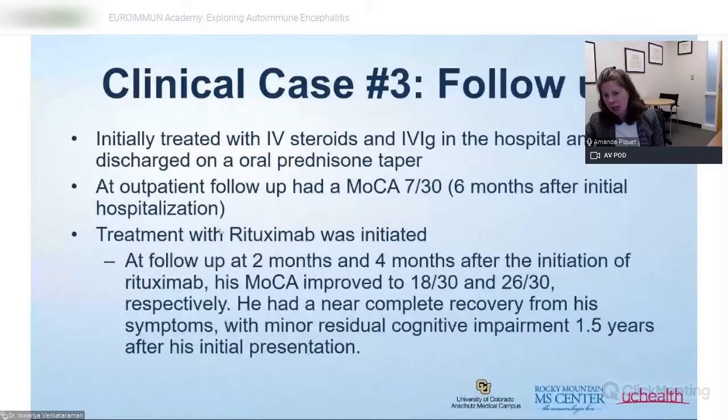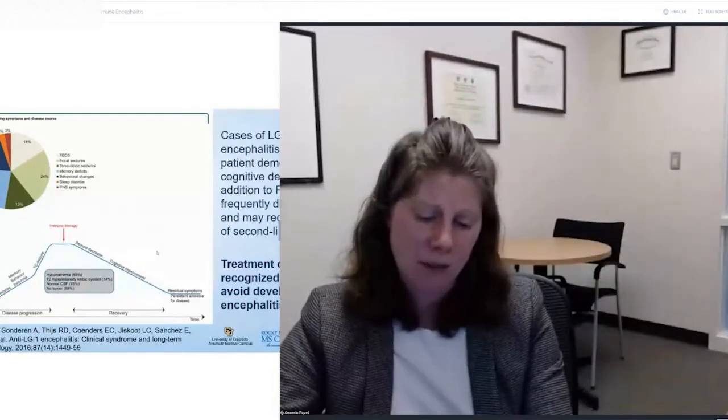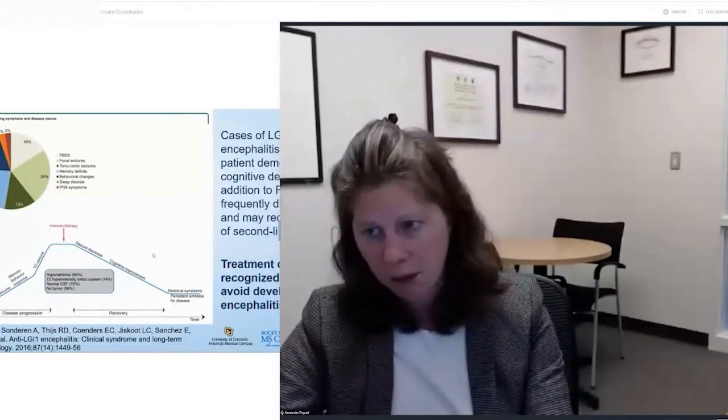And he had a remarkable recovery. At 2 and 4 months after the initiation of rituximab, his MOCA improved to 18 and then 26, which was almost normal. Essentially, he had a near complete recovery from his symptoms. The facial brachial dystonic seizures resolved completely. And all he was left with at a year and a half was some minor residual cognitive impairment. Notably, he also had a malignancy workup, which was unremarkable.